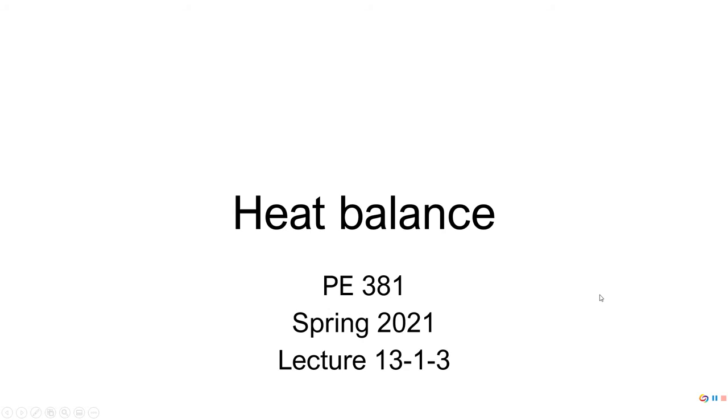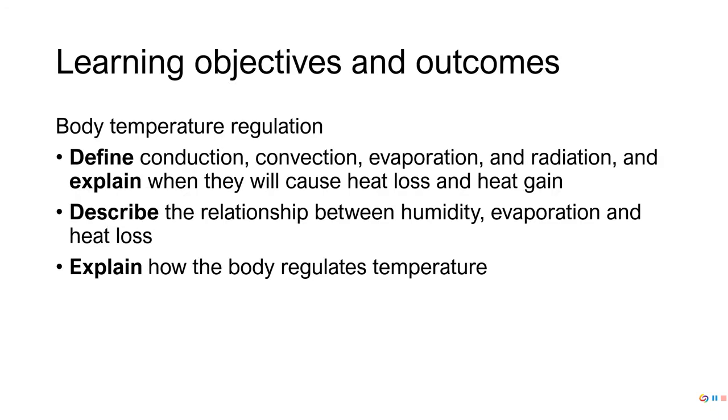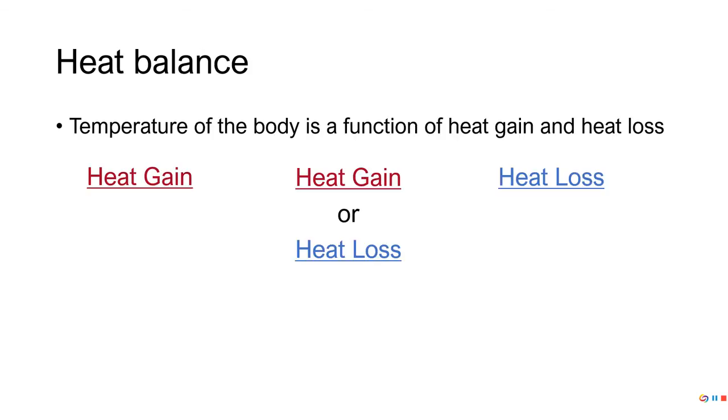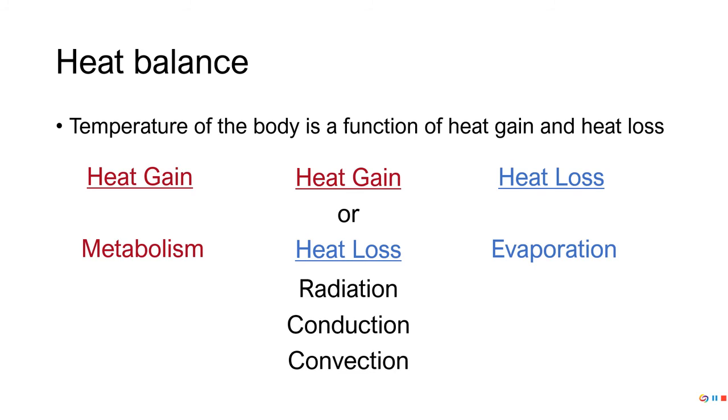Okay, so we're going to end the first day by talking about heat balance. Remember how we mentioned there's several methods of heat transfer? Well, we're going to talk about those today. Your body temperature is based on basically the sum of how much heat you're gaining and how much heat you're losing. There are 5 processes: metabolism, evaporation, radiation, conduction, and convection.